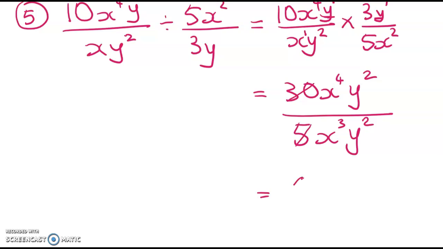So now we're good to start simplifying. 30 divided by 5 is 6. X to the power of 4 divided by x to the power of 3 gives me x. And y squared divided by y squared is 1. So my final answer is 6x.